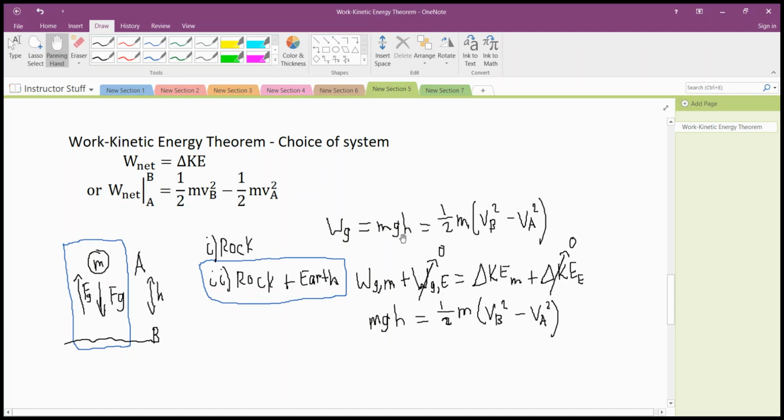But here you see how the choice of system affects how you think about your problem and how you apply the work kinetic energy theorem to the problem. Also, system 1, where all the forces are external to our system, is often the most convenient choice to make when applying the work kinetic energy theorem to solve a problem. And although it is getting a little bit ahead of ourselves, system 2, where all the forces are internal to the system, is often the most convenient choice to make when using conservation of energy.